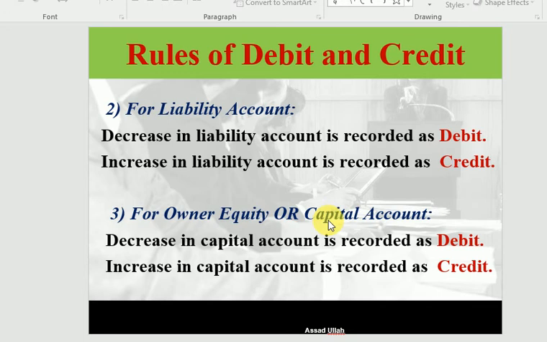So a decrease in capital account is recorded as a debit, and an increase in capital account is recorded as a credit.